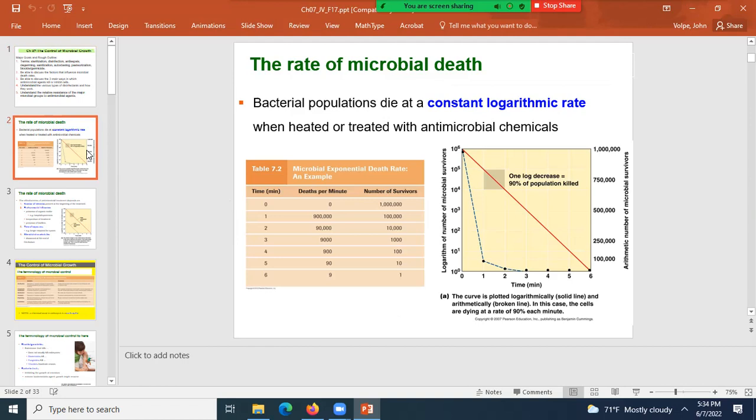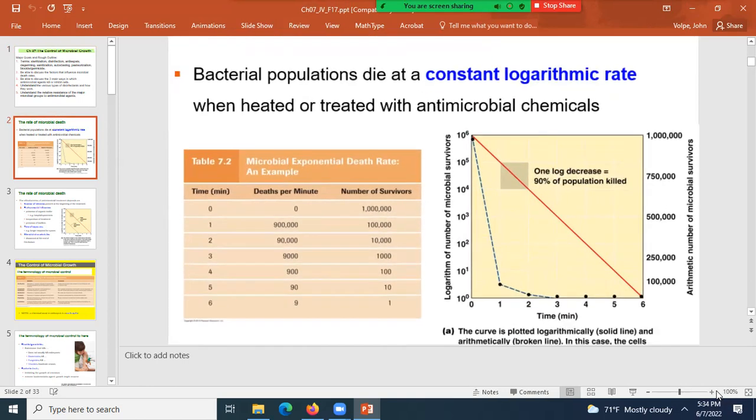All right. The rate of microbial death. Bacterial populations die at a constant logarithmic rate, however you kill the cells, like when heated or treated with an antimicrobial chemical. So on a log scale of the number of cells versus time, which is an arithmetic scale, we note that the population of cells dies constantly over time, or a straight line.